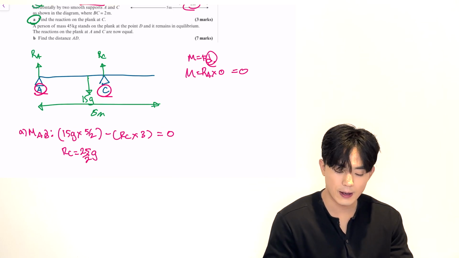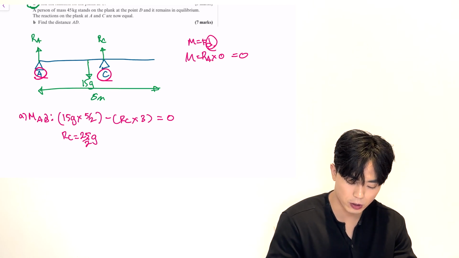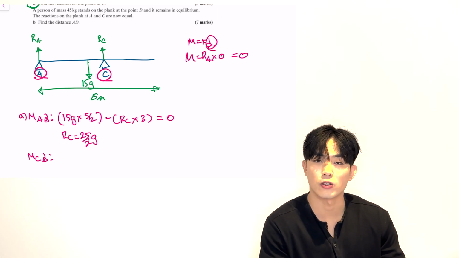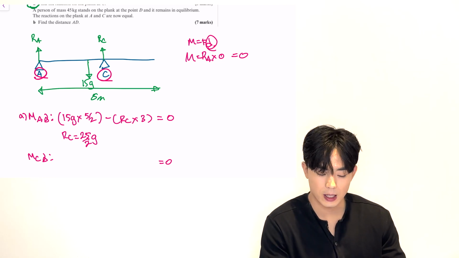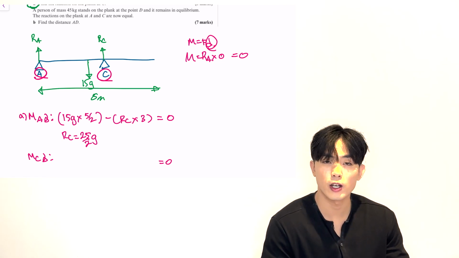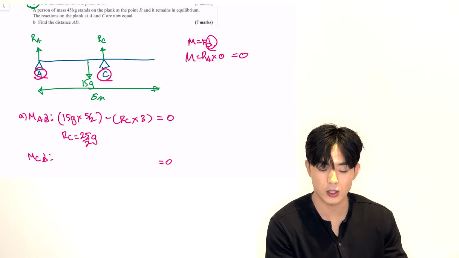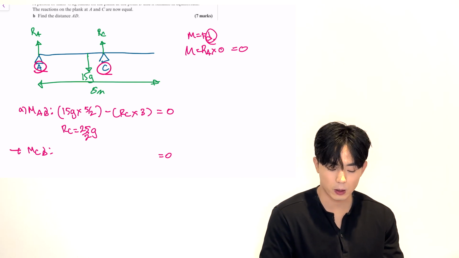Right, that's if they haven't asked us to find RA. But if they asked us to find RA, then I would have to do moments about C, the same equation where C is now the pivot, and make that equal to 0. But there's an easier way, a tip. We know that if it's in equilibrium, the resultant moment is 0, but also the resultant force is going to be 0. So I can consider the resultant force rather than doing this moment equation here.